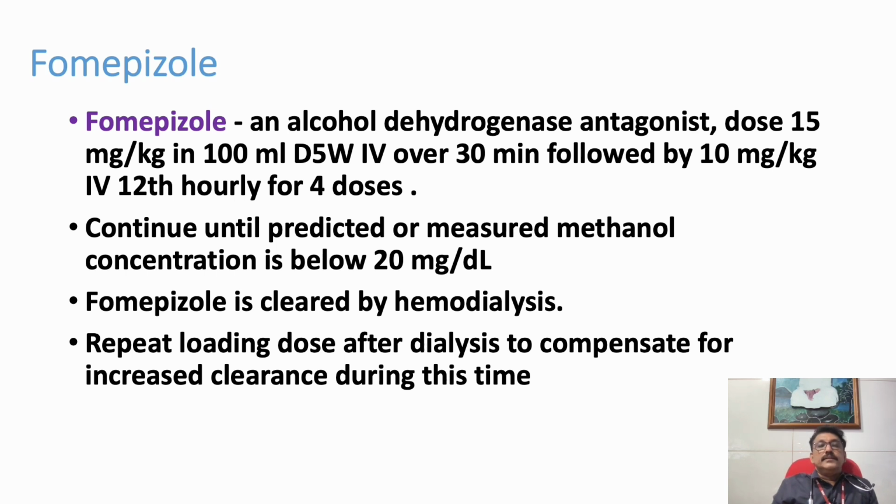Fomepizole is another drug that is an alcohol dehydrogenase antagonist. Dose is 15 mg per kg in 100 ml dextrose water IV over 30 minutes, followed by 10 mg per kg IV 12th hourly for 4 doses. So fomepizole can be given in patients who have alcohol induced problems, visual disturbances or abnormal movement disorders. You can give fomepizole and ethanol. If we are dialyzing the patient, because dialysis is also an important treatment aspect of toxic alcohol induced problems, then an additional loading dose has to be given for this patient because it's a dialysable drug.